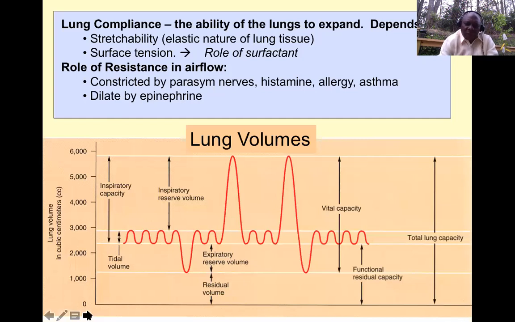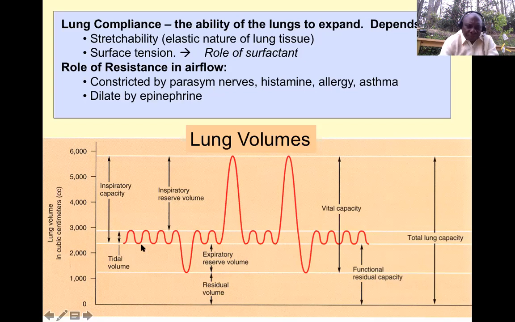Okay, so this slide is showing the different lung volumes. I'll go through slowly. So the total lung volume is about 5 to 6 liters. That's everything in the lungs, which is total lung capacity.